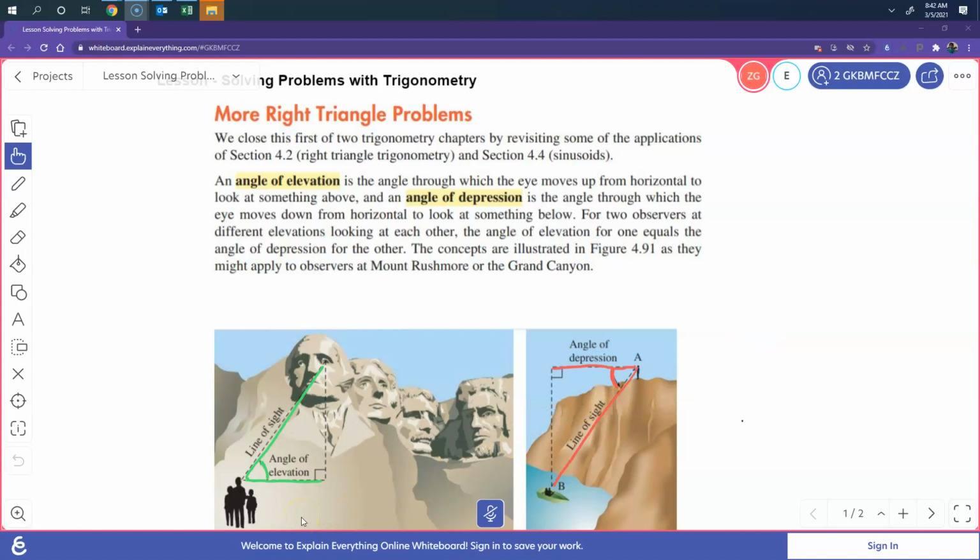For two observers at different elevations looking at each other, the angle of elevation from one equals the angle of depression for the other. The concepts are illustrated in those two pictures that I just showed you.